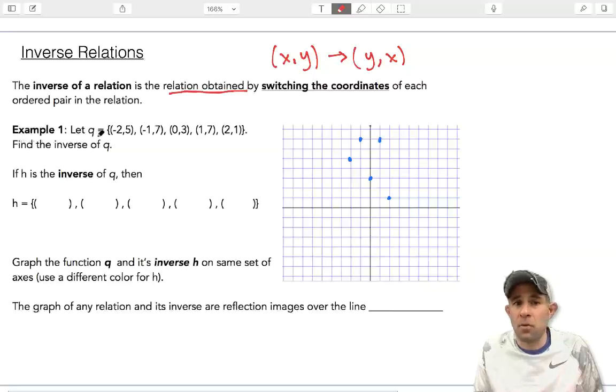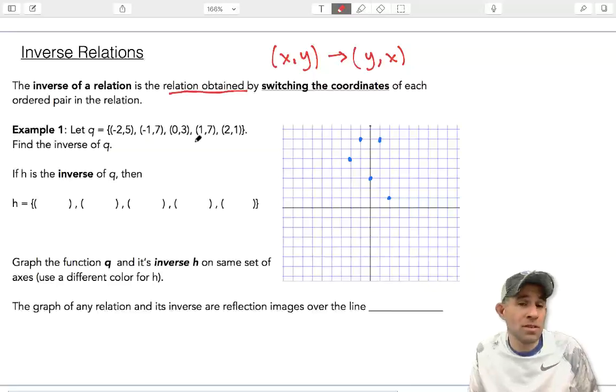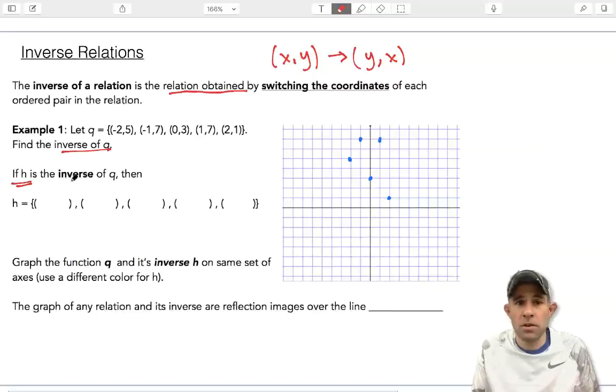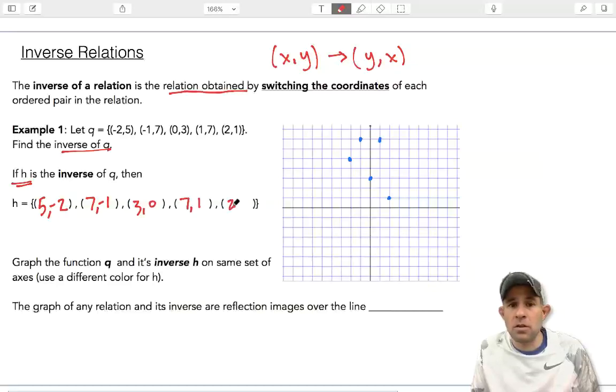All right, in example 1, we're given a relation Q equal to (-2, 5), (-1, 7), (0, 3), (1, 7), and (2, 1). We want to find the inverse of Q, and we're going to call H that inverse. So we're simply going to switch those coordinates. My coordinates then for H will read (5, -2), (7, -1), (3, 0), (7, 1), and (1, 2). Oh, I'm sorry, that's (1, 2).